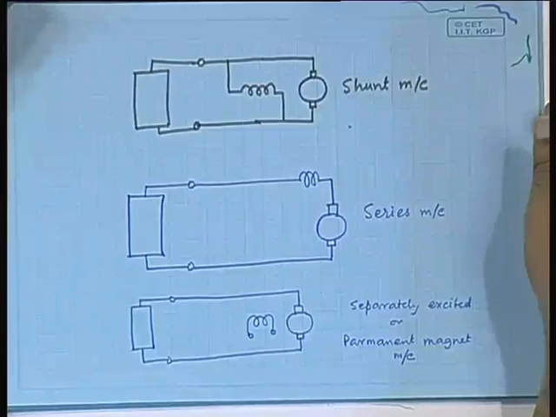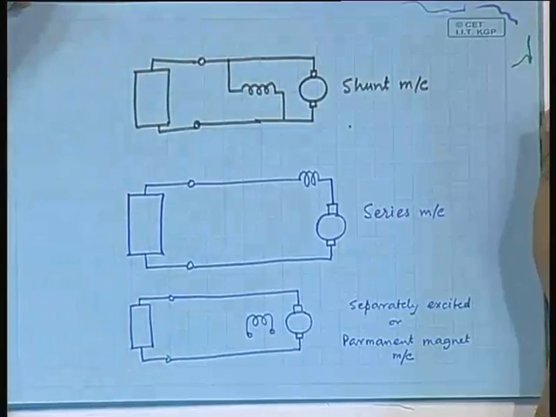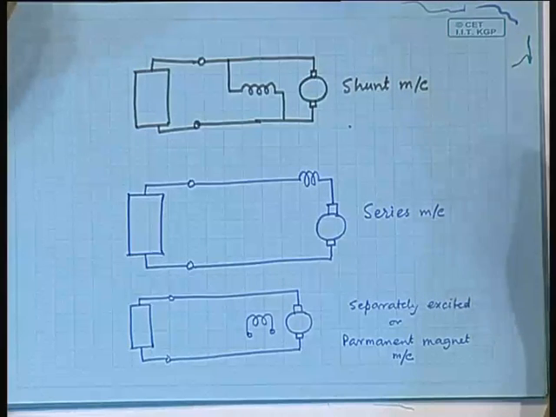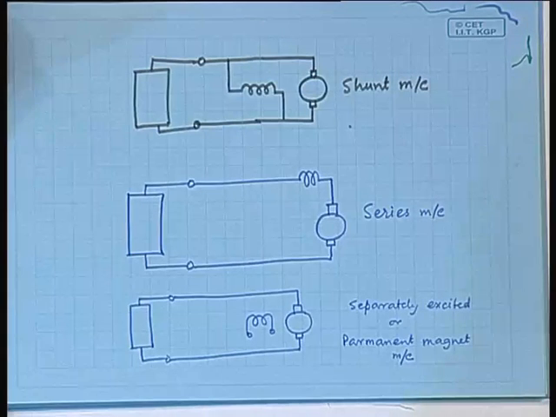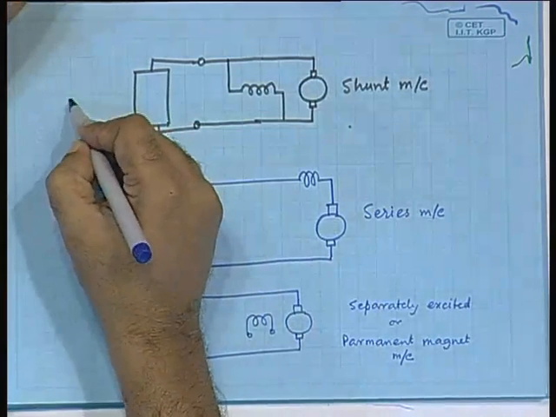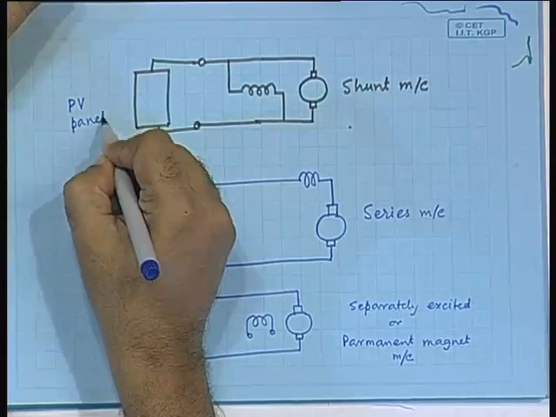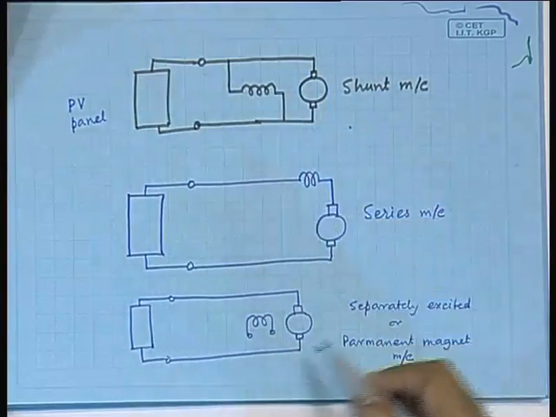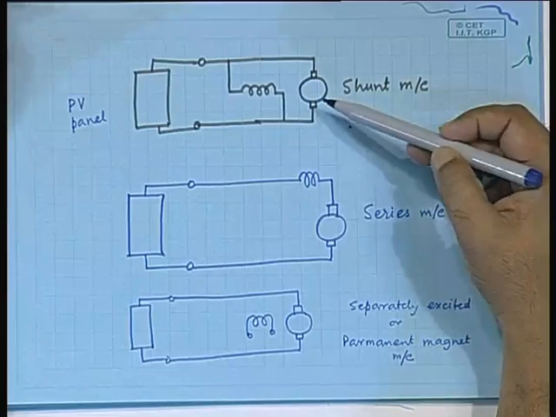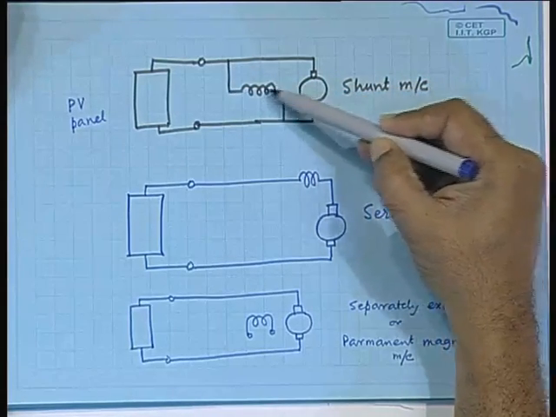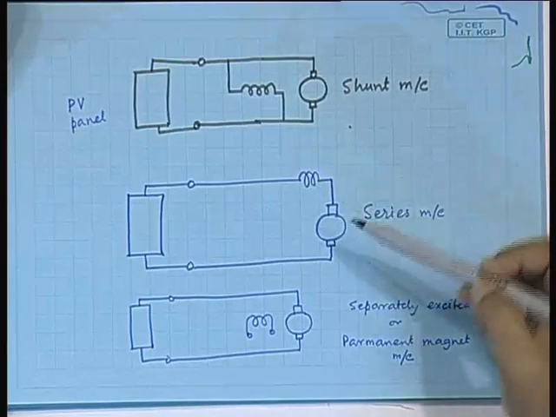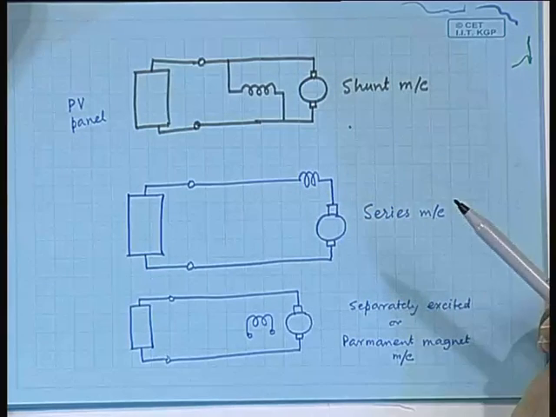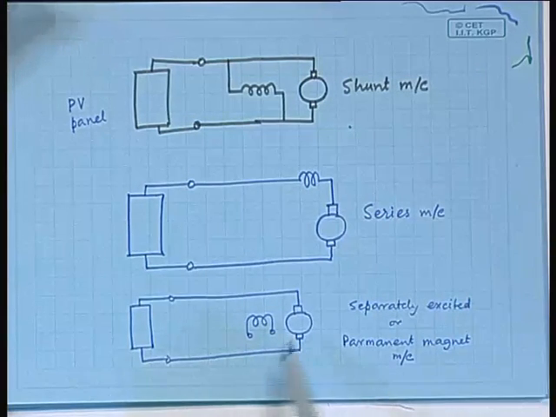So, in the last class this is where we were. We are talking about the different types of electrical machines, DC machines that can be connected directly with a photovoltaic panel. So, here is your PV panel and there can be three different types of DC machines. The shunt machine, where the field is shunted, connected in parallel with the armature. Here the series machine, where the field is connected in series with the armature, and here is the separately excited or permanent magnet machine.